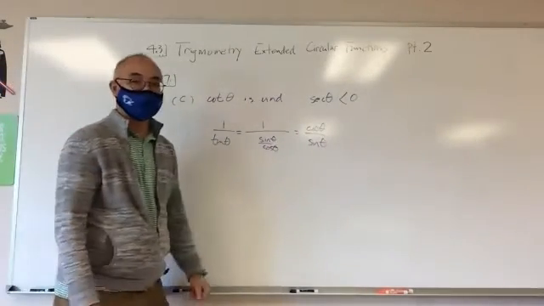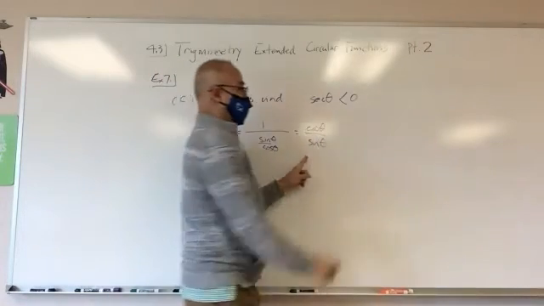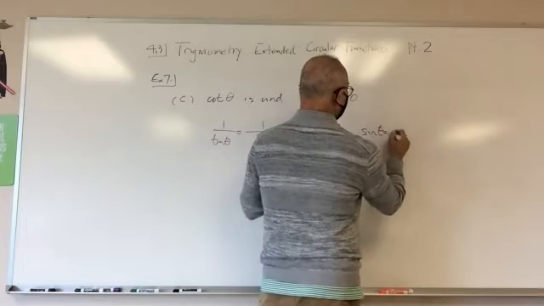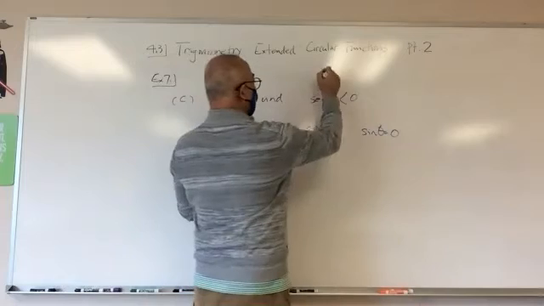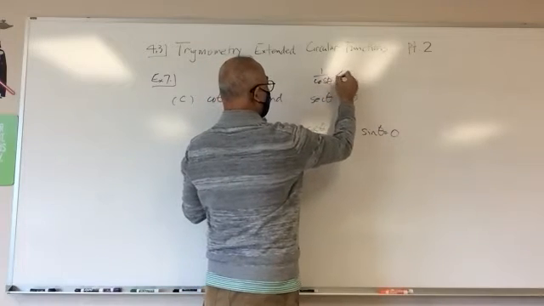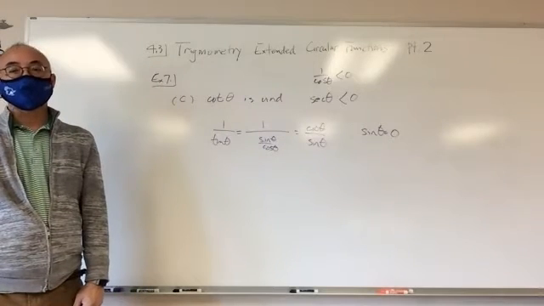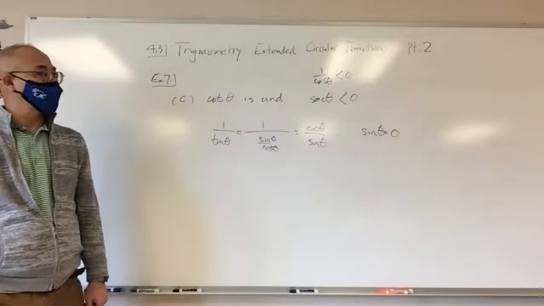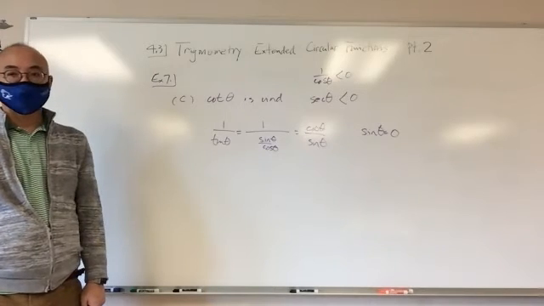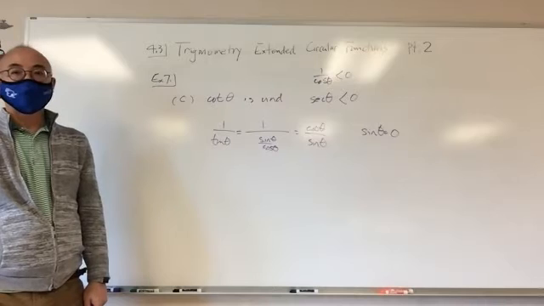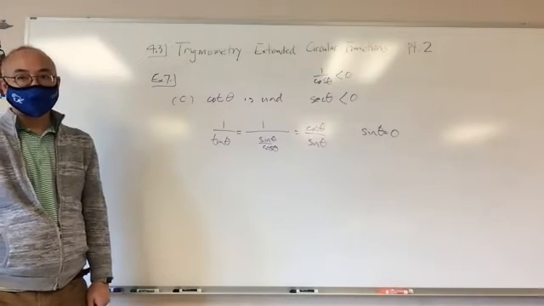which means what? Sine theta had to be 0. So sine theta is equal to 0. But I also know that 1 over cosine theta is less than 0, which means that cosine theta is less than 0, which means that it's going to be in either quadrant. Which quadrants can it be in? 2 or 3, right?